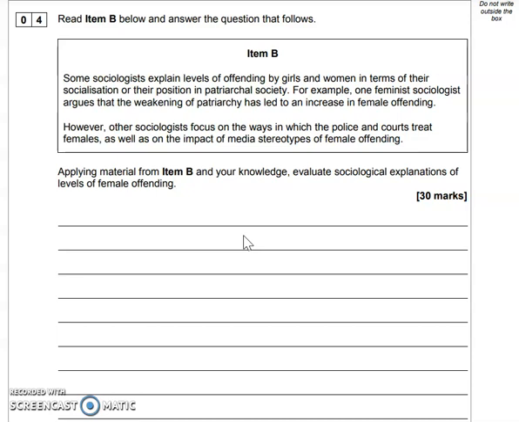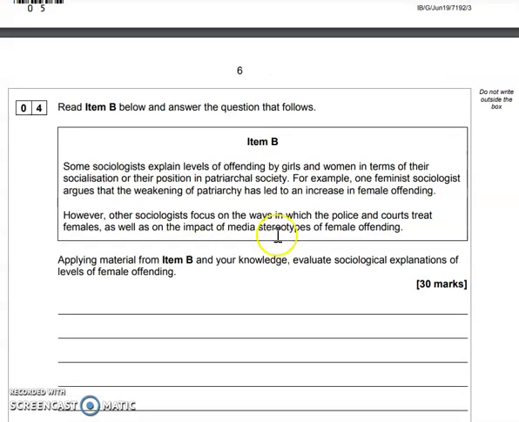So this question produced a range of responses. It was asking for the sociological explanations of levels of female offending. Some students did drift to talk about male offenders and male criminalities, and some drifted to talk about victims or female victims of crime rather than focusing on what the question was actually asking.